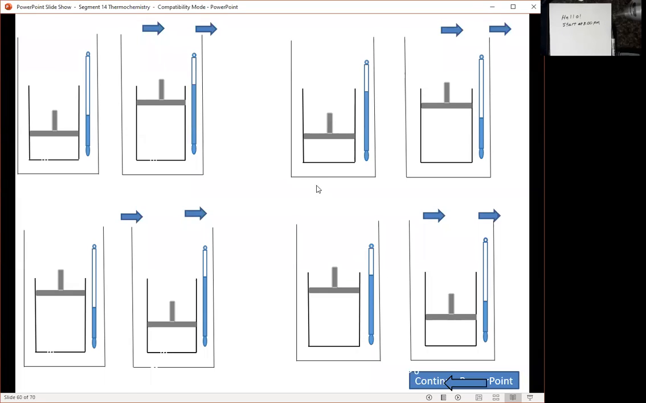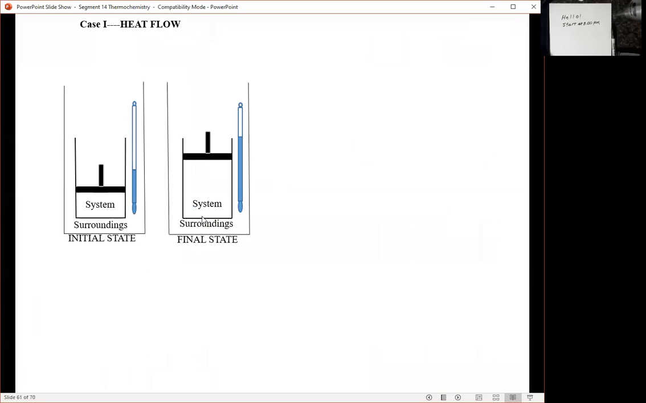Now, I want to illustrate some things with you. Here are all the possibilities. If I'm looking at a system, it's pretty easy to tell how heat flowed during the process and how work flowed. If I'm looking at this as my initial state and this is my final state, here's the system I'm looking at, and here's a thermometer outside the system in the surroundings. And this is the final state. So I went from this initial state to this final state.